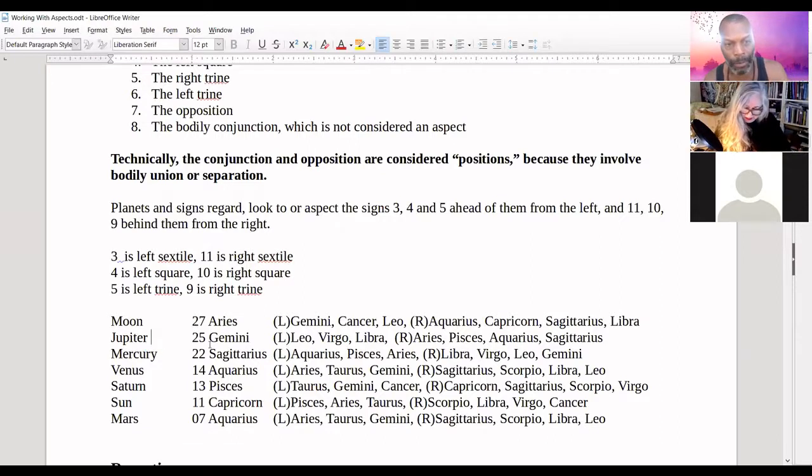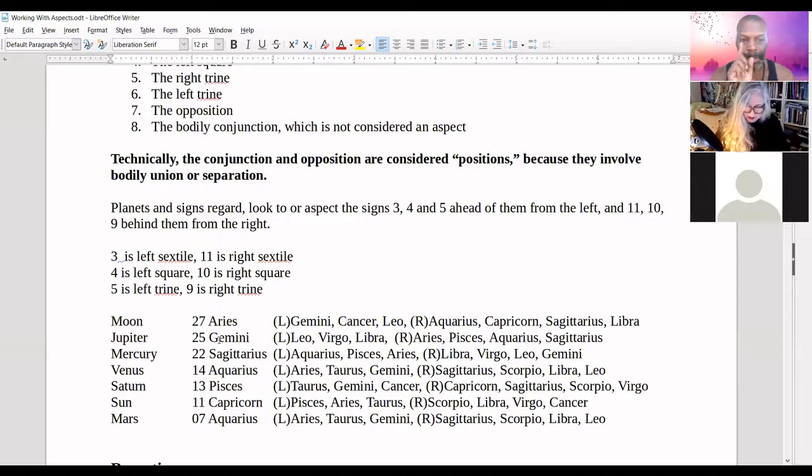And sure enough, right underneath that, we have Jupiter at 25 degrees Gemini. Is that one of the signs? Oh, yes, indeed it is. It would be a left sextile. The moon is at 27 Aries, and Jupiter is at 25 Gemini. That means that there's a separating sextile between the moon and Jupiter. And that's how you're going to do it. That's how you're going to figure it out, so take it one at a time.